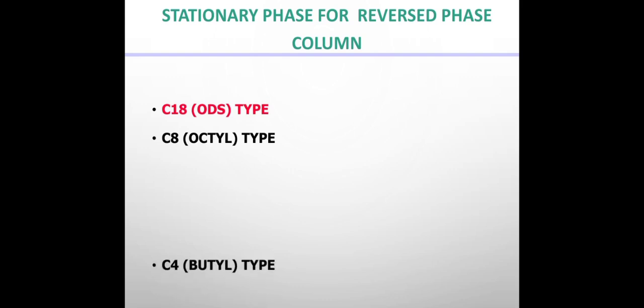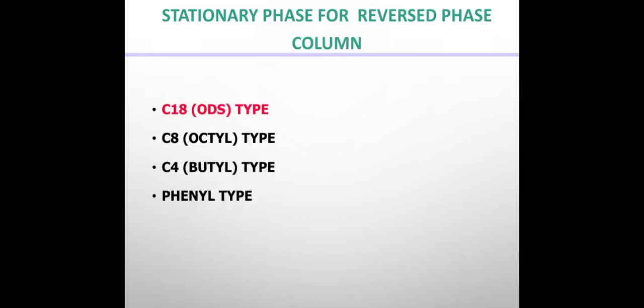Now, the stationary phase for the reverse phase column. Which stationary phase are we generally using for reverse phase chromatography? The C18 column. This is called the ODS type, that is octadecyl silane. Next, the C8 column, that is called the octyl column. Then the C4 column, that is called the butyl column, and phenyl type. So all these are the stationary phases used for the reverse phase column.